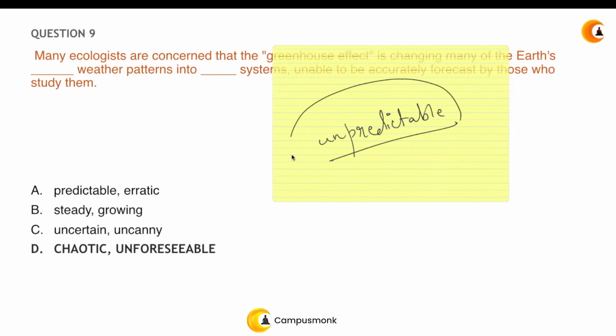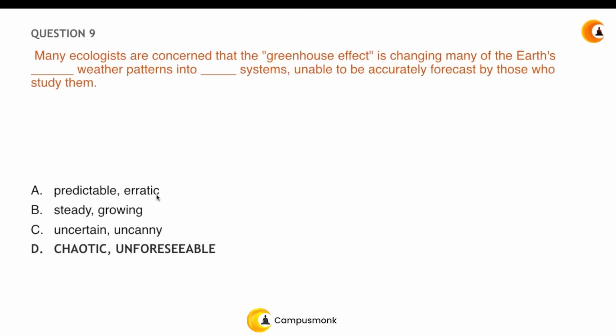So let's look for a term like unpredictable. I don't see unpredictable, but I see the term predictable. Now let me fit it in somewhere, right? Let me fit it in the first blank. Many ecologists are concerned that the greenhouse effect is changing many of the Earth's predictable weather. True. Why is predictable weather correct over here?